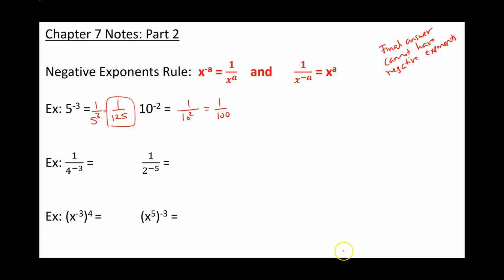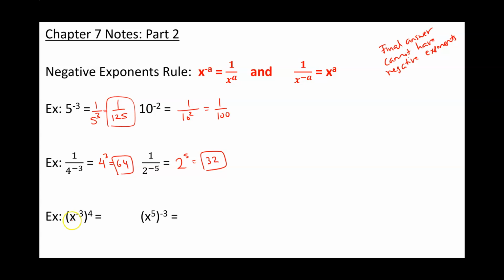Now, on the other hand, if you have 1 over 4 to the -3rd, notice that 4 to the -3rd is on the denominator, which means it's going to go to the numerator and become positive. So this becomes 4 to the 3rd, which is 4 times 4 times 4, or 64. Same thing with 1 over 2 to the -5th. Because it's on the denominator, it goes to the numerator and becomes positive. 2 to the 5th is going to be 32.